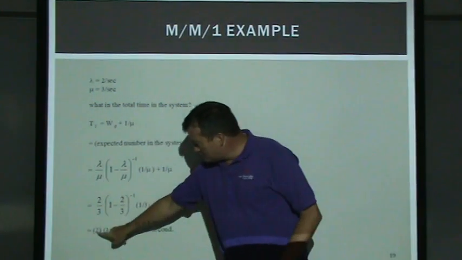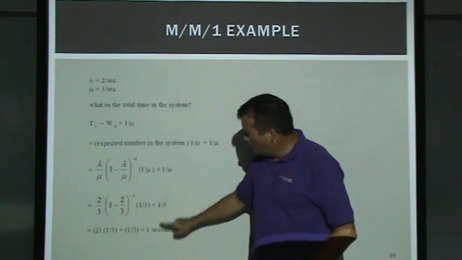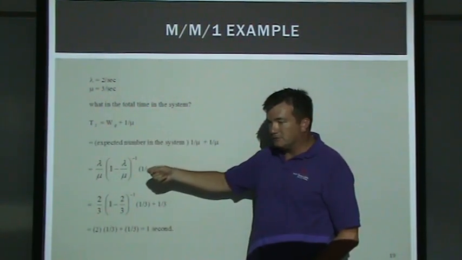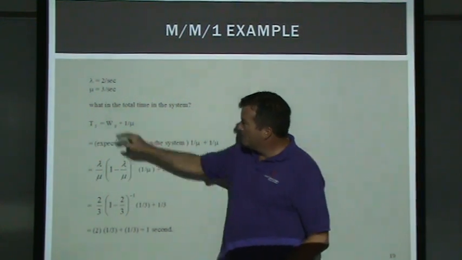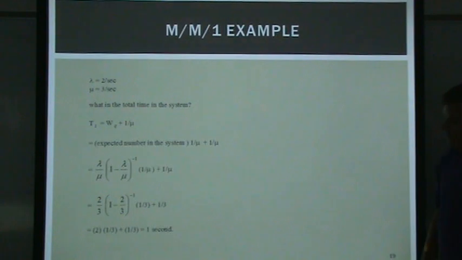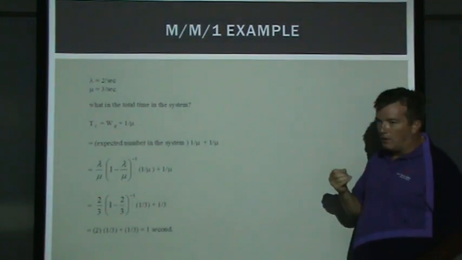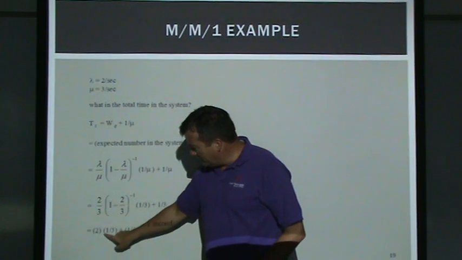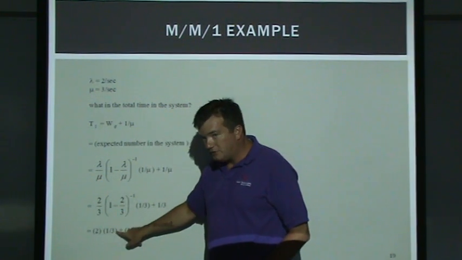So the 2 customers that are expected to be in front of us will each take 1/3 of a second on average to be processed, because the processor can operate at a speed of 3 per second. So each customer will take, on average, 1/3 of a second. So we have 2 customers, each taking 1/3 of a second.